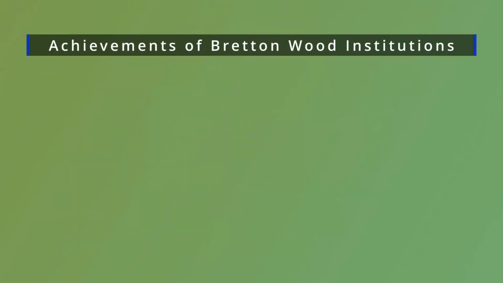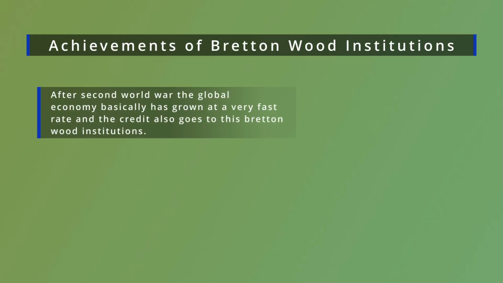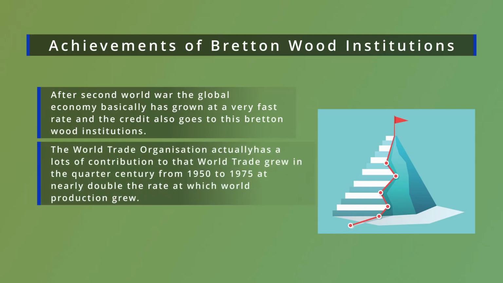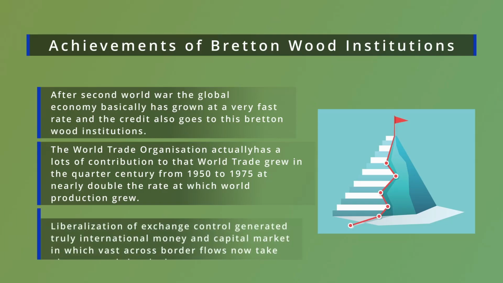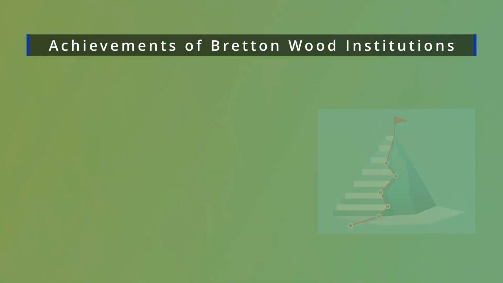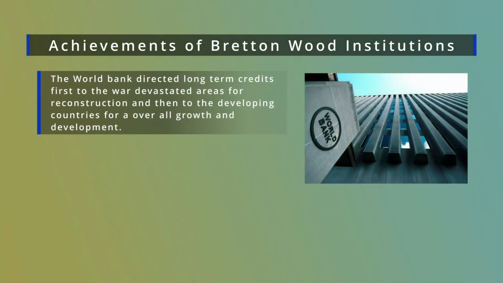Now I will discuss the achievements of this institution. After the Second World War, the global economy grew at a very fast rate, and the credit also goes to these Bretton Woods institutions. First of all, the World Trade Organization has a lot of contribution to that. World trade grew in the quarter century from 1950 to 1975 at nearly double the rate at which world production grew. Liberalization of exchange controls generated truly international money and capital markets in which vast cross-border flows now take place around the clock. The World Bank directed long-term credits first to the war-devastated areas for reconstruction and then to the developing countries for overall growth and development.